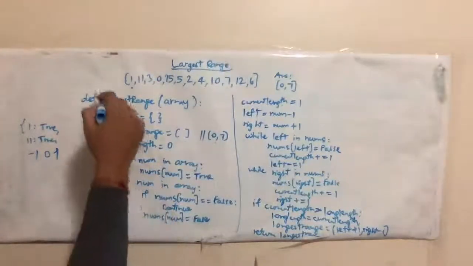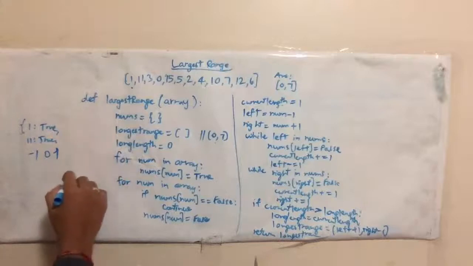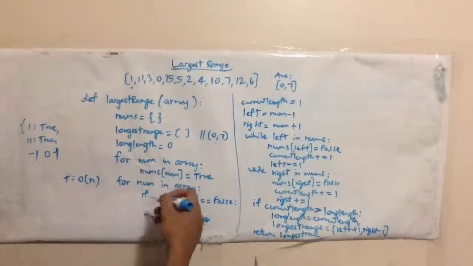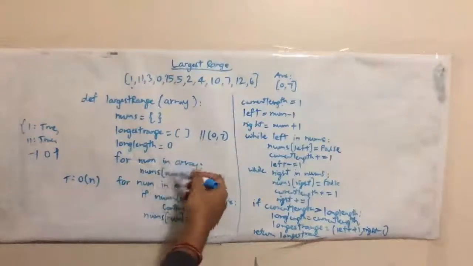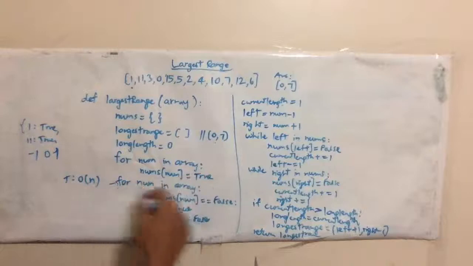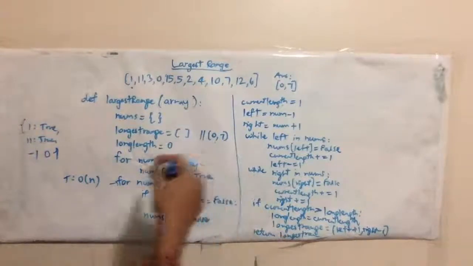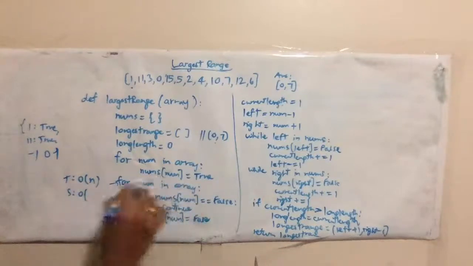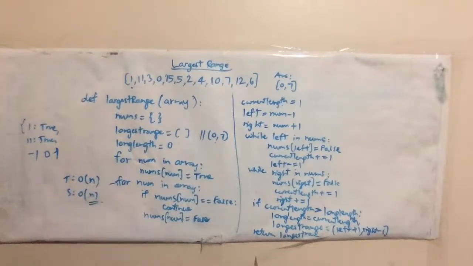So this will execute in time complexity of big O of n, because we are just iterating. This will run n times, n loops, and from this to this, it will run in big O of n. So time complexity is this, and space complexity, we're creating this hash table, so big O of n space complexity. Yeah, that's it.